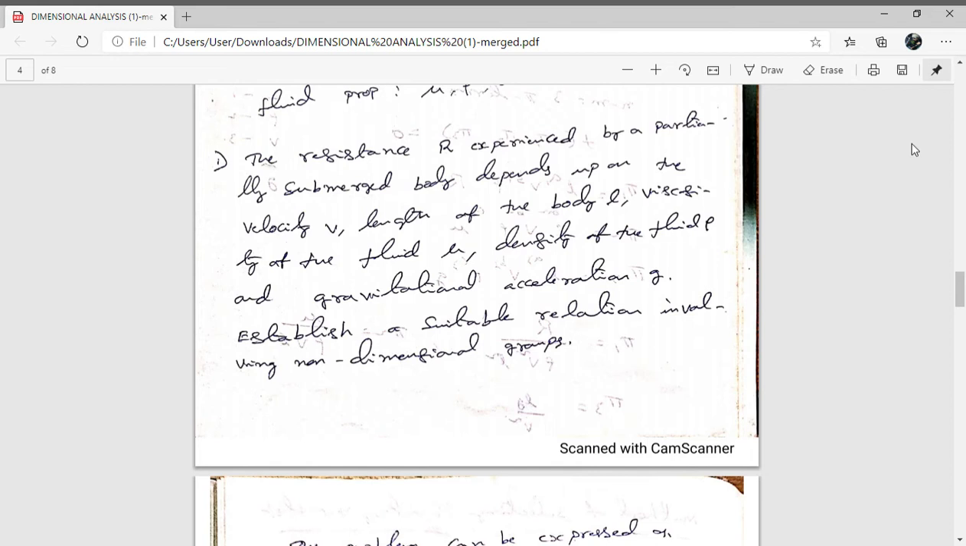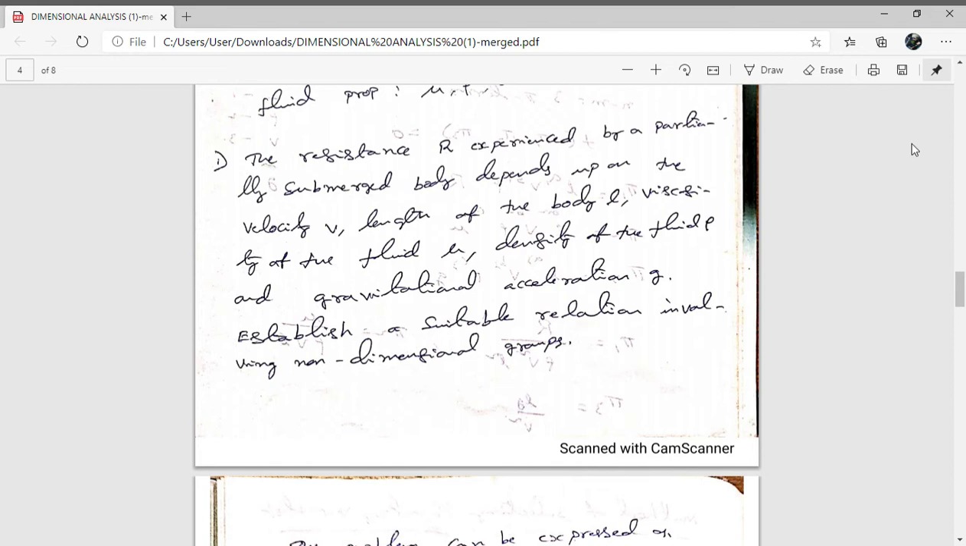Now we will discuss this Buckingham Pi theorem with one problem. In this problem, the resistance experienced by a partially submerged body depends upon the velocity v, length of the body L, viscosity of the fluid mu, density of the fluid rho, and gravitational acceleration g. Establish a suitable relation involving non-dimensional groups.